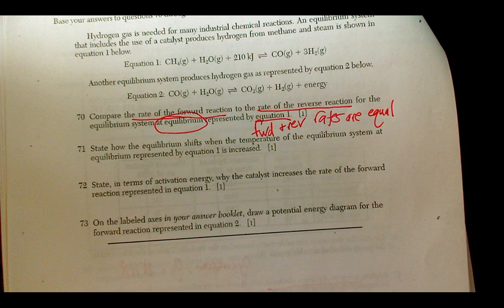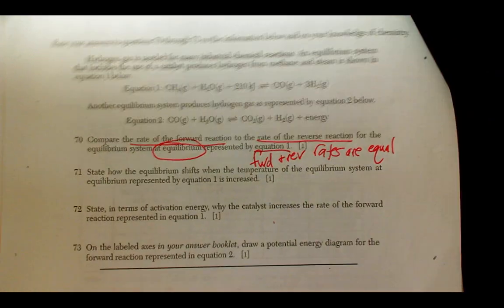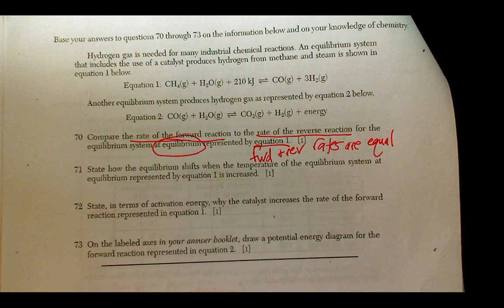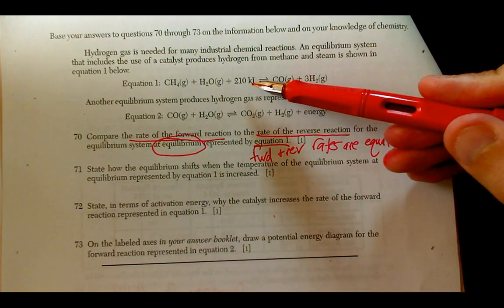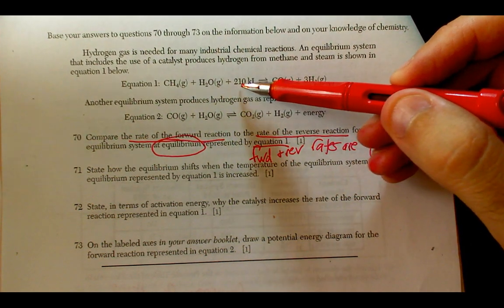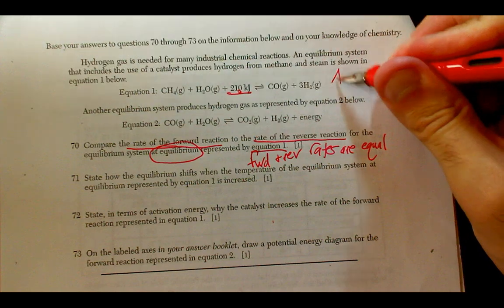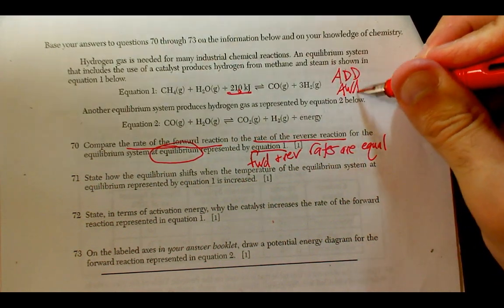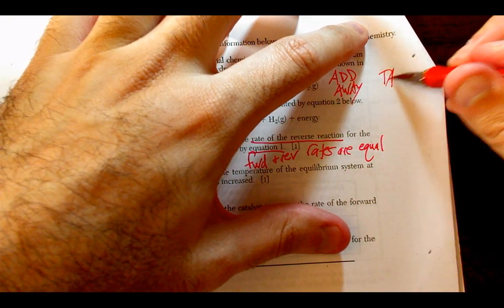71. State how the equilibrium shifts when the temperature of the equilibrium system is increased. This is the one I was saying, why do you have to keep using the word equilibrium? It's just overdone. State how the equilibrium shifts. So is it going to shift to the right, shift to the left? Is it going to go forward, go backwards? When the temperature of the equilibrium system at equilibrium, represented by equation 1, is increased. It's saying in equation 1 right here, which way is the reaction going to shift if temperature is increased? If you increase temperature, you're increasing this energy right here. It's on the left side of the arrow, so if you increase this amount of stuff on the left side, remember, add away, take towards. Once again, my paper is going all over the place.